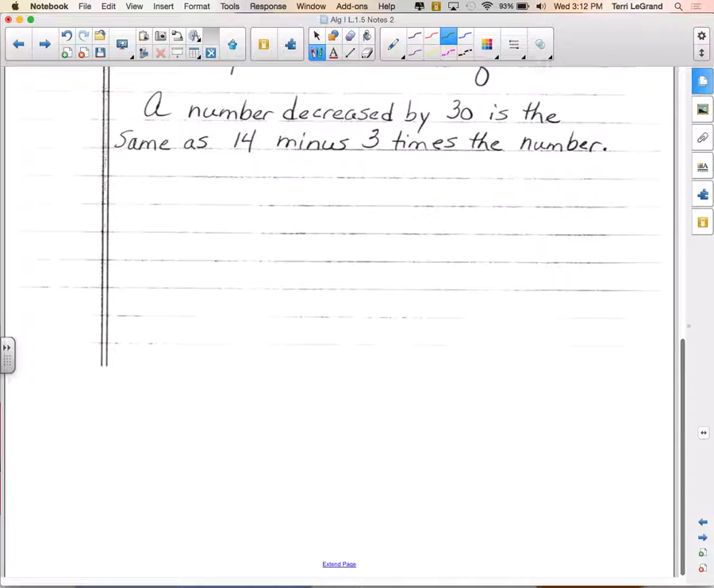This is not a trick question. What don't we know? We know that the number is decreased by 30, but we don't know what the number is, do we? So what do you want to call it? What variable? X, okay. X is the number. Oh my goodness, that was kind of a no-brainer. There we go. X is the number. It's the number that we don't know what it is. They're talking about this number in the problem.